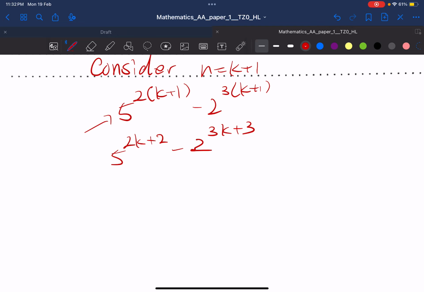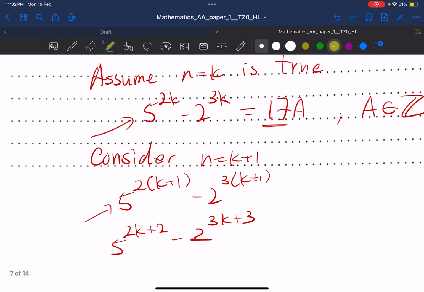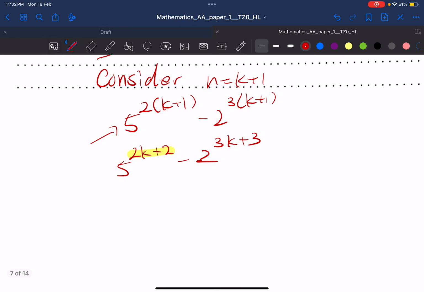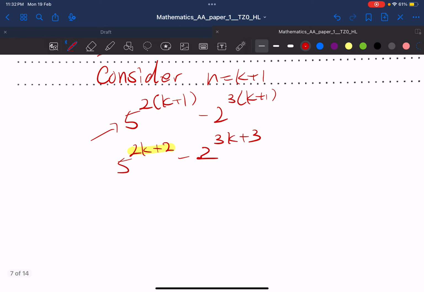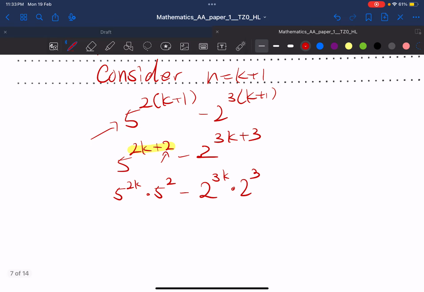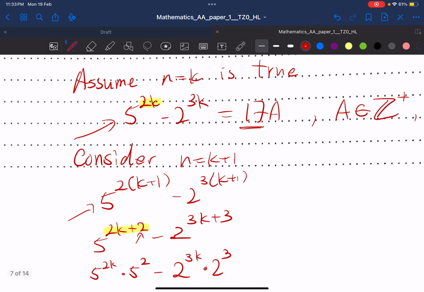Okay, so I need to somehow use my assumption. So again, this is 2k, this is 2k plus 2. So I need to somehow get rid of the 2 in the bottom, this part. So therefore, I will just multiply this out using indices law. Same thing here, so 2 to the power 3k times 2 to the power 3. Okay, so now we need to use our assumption.